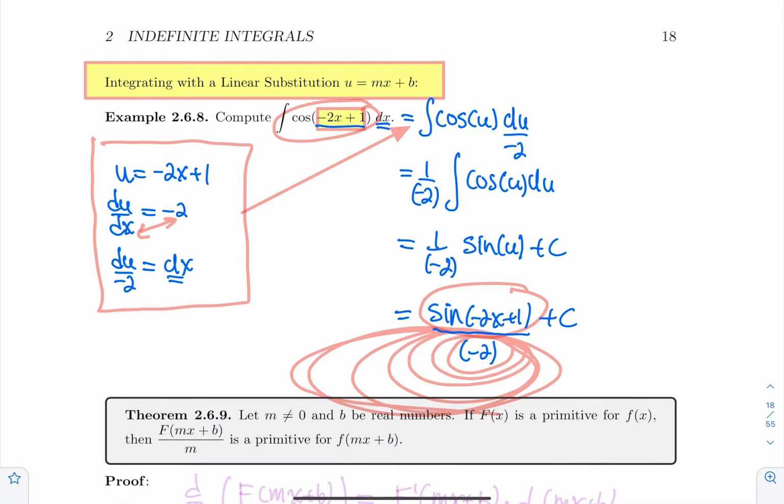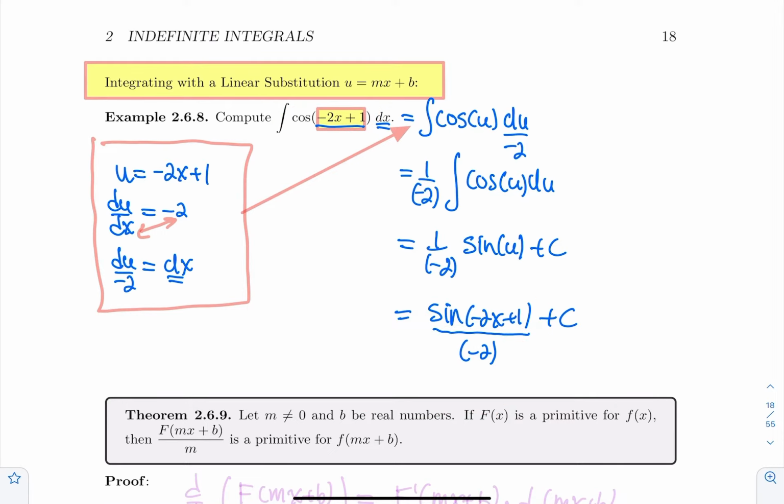So the trick here, the important thing to notice is that if you know your basic formulas and you know the integral of cos is sine, and now the next thing to notice is that the inside is a simple linear function, you can actually jump right away and write that the integral of cos of minus 2x plus 1 is sine of minus 2x plus 1 over the slope, or the inner derivative, so over minus 2 plus c.